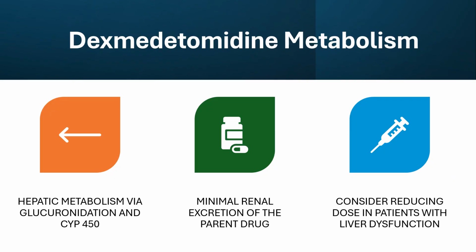The liver plays a major role in the metabolism of dexmedetomidine. Less than 1% of the medication is excreted via the kidneys. Consider dose reduction in patients who have advanced liver disease.